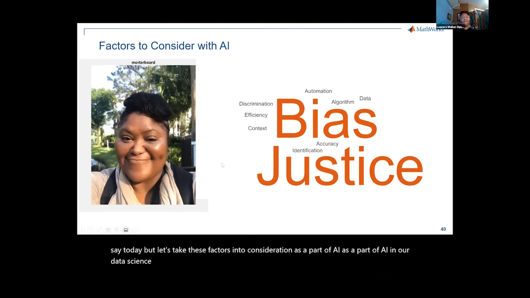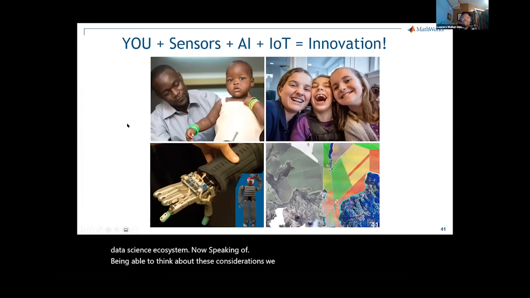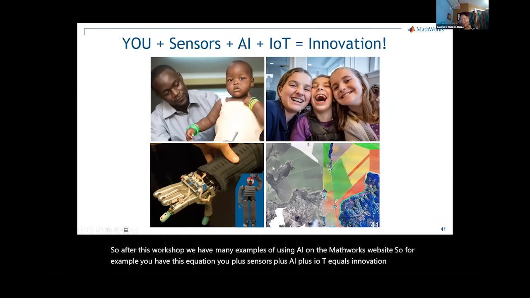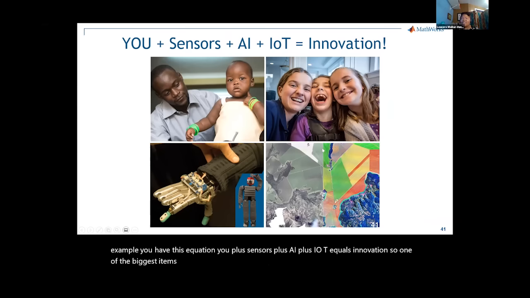Now, speaking of being able to think about these considerations, we have many examples that you can explore. After this workshop, we have many examples of using AI on the MathWorks website. For example, you have this equation: you plus sensors plus AI plus IoT equals innovation. The biggest item is that there are all these interesting examples. If you look in the lower right-hand corner, you'll see vegetation exploration.